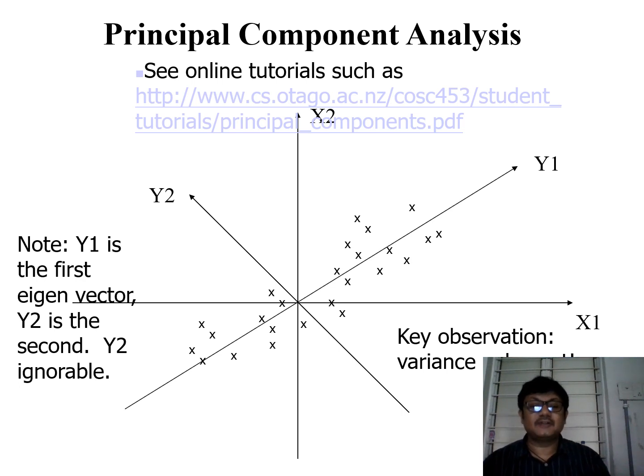If you can see, we can represent the principal component analysis by these axes. Here you can see we have x1, y1, x2, y2 like this. Here y1 is the first eigenvector, y2 is the second eigenvector, and y2 is ignorable. You can see the key observation here, how the data are distributed along the y1, x1 plane and the y1, x2 plane, and coming to y2.